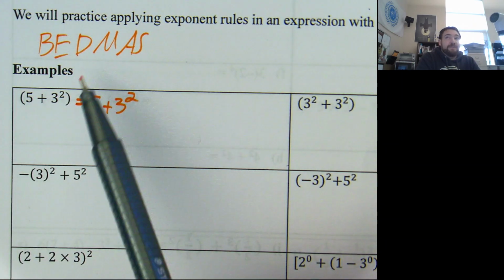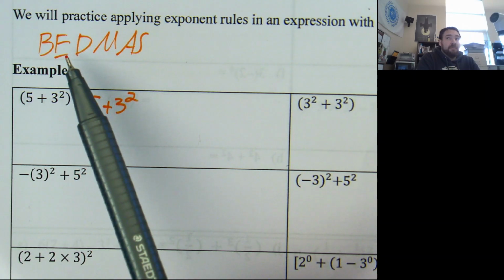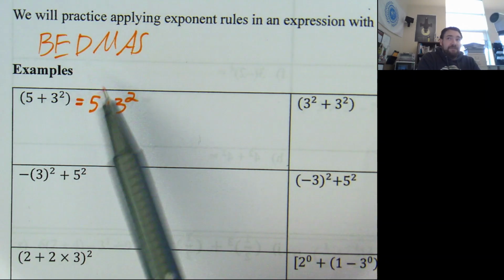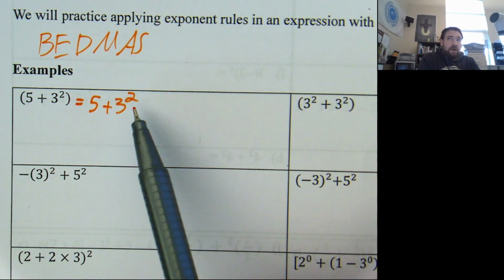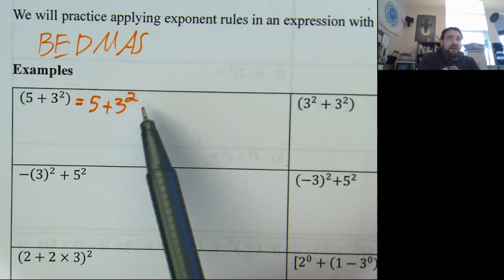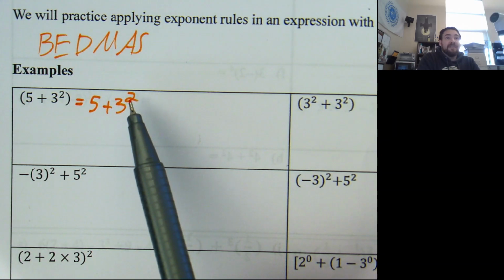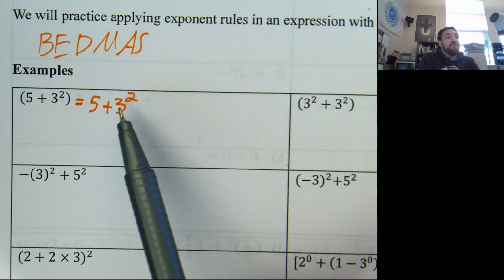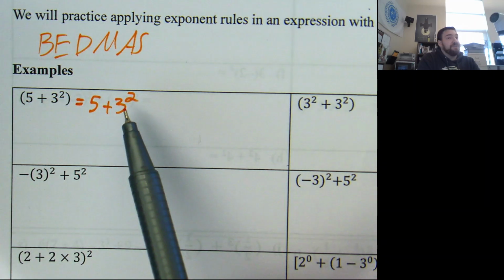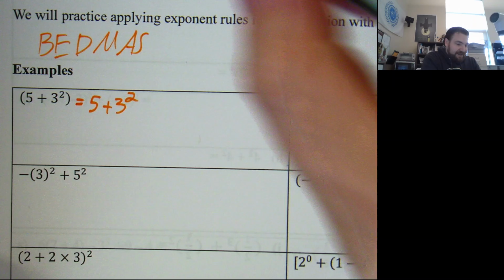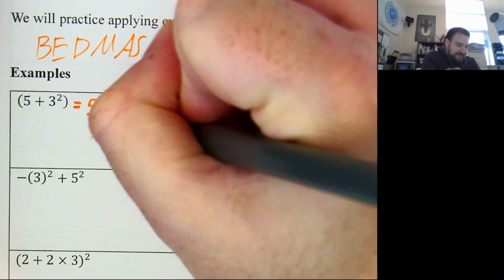So now we move on to the next piece, exponents. Exponents is, well, I've got one right there. So then this piece needs to get dealt with first. 3 squared is? 6 plus 9. Careful. 3 squared means 3 times 3. This thing here means 3 times 3.